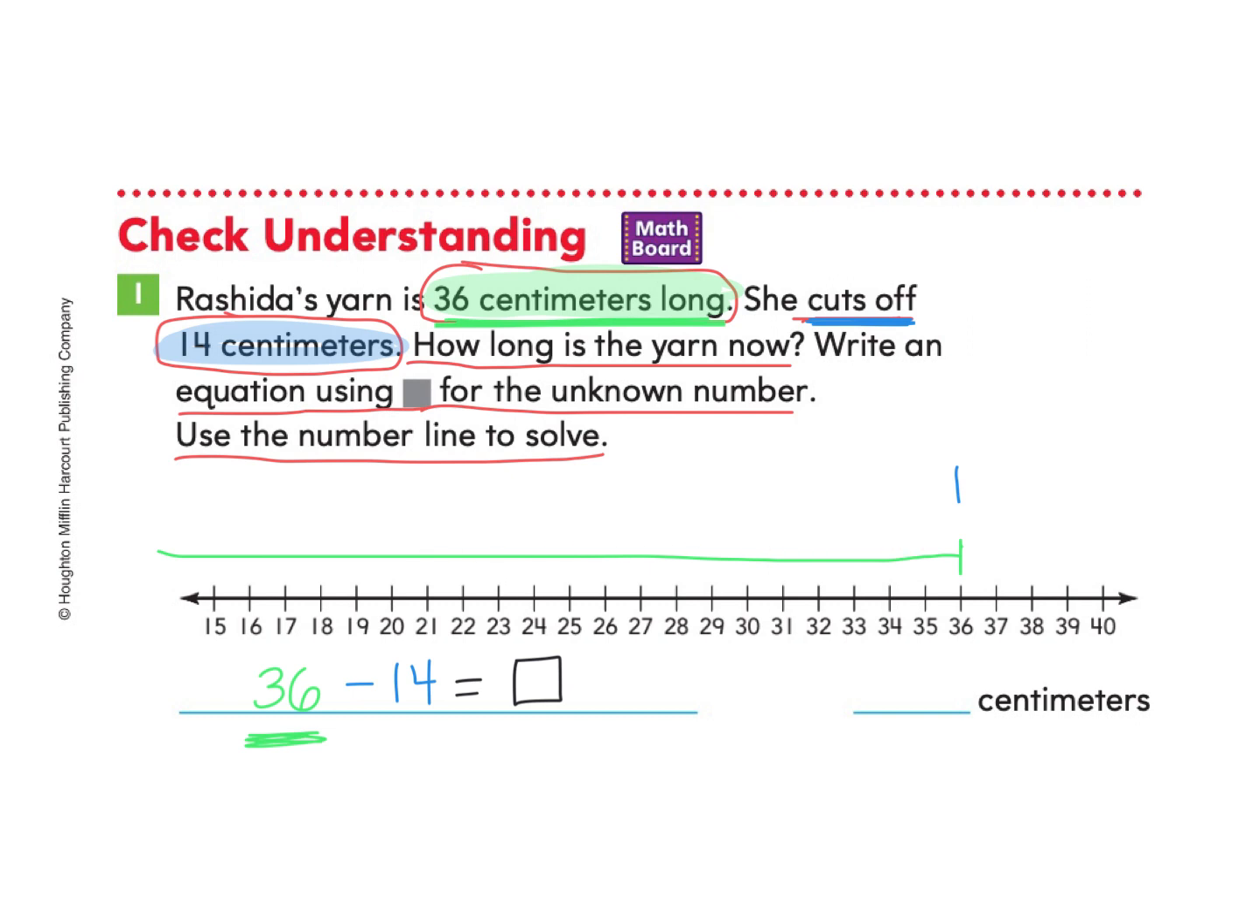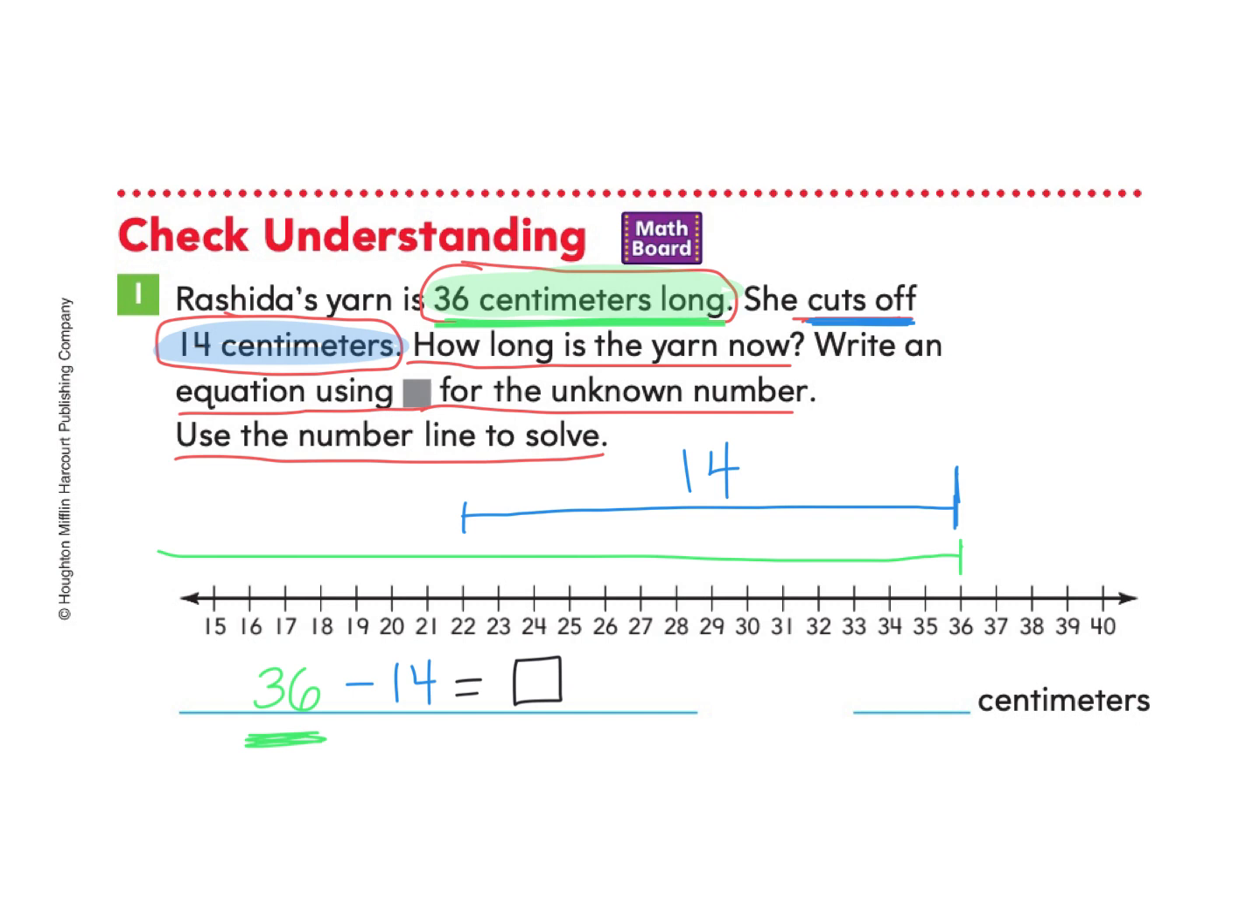So we're going to start where the 36 is, and we're going to count back 14. 1, 2, 3, 4, 5, 6, 7, 8, 9, 10, 11, 12, 13, 14. So here's where it ends. So I'm going to make a line right here and connect those two lines there and write the number 14, because that's how much we cut.